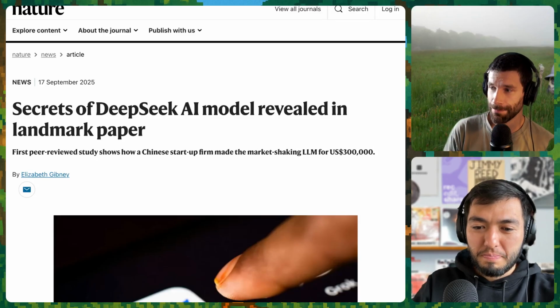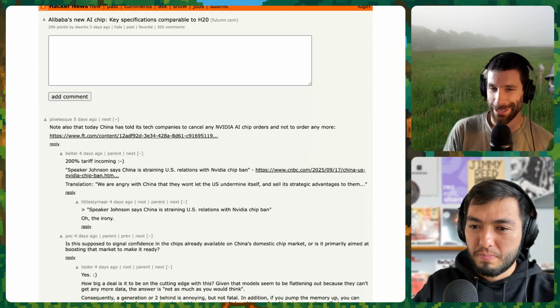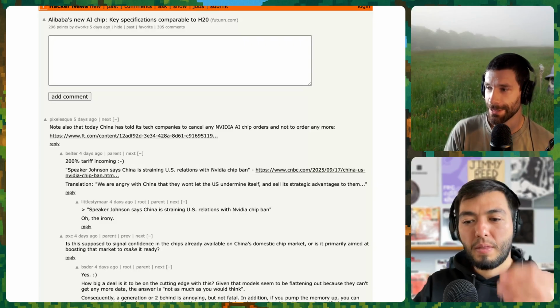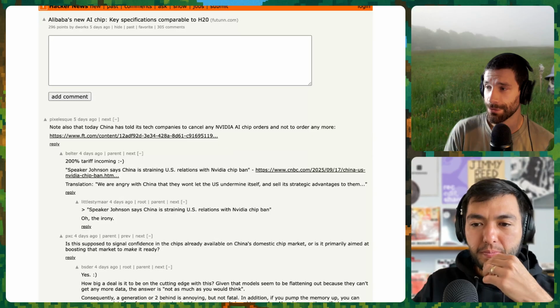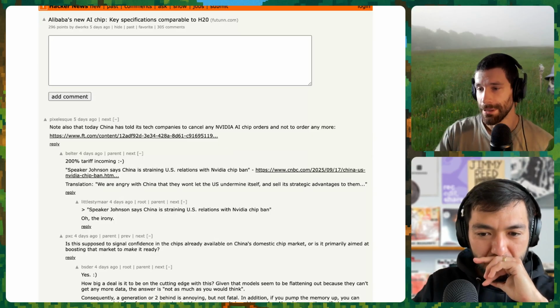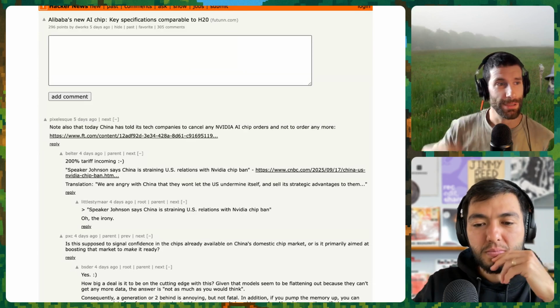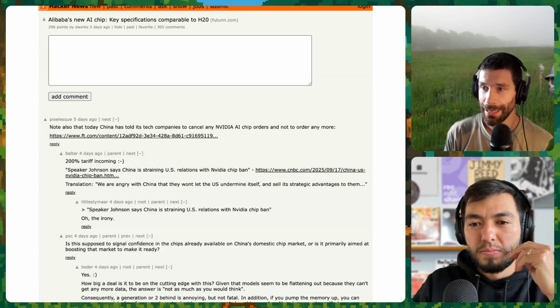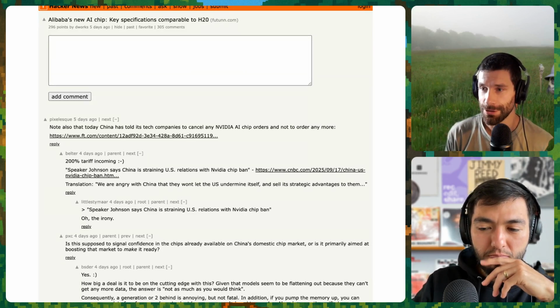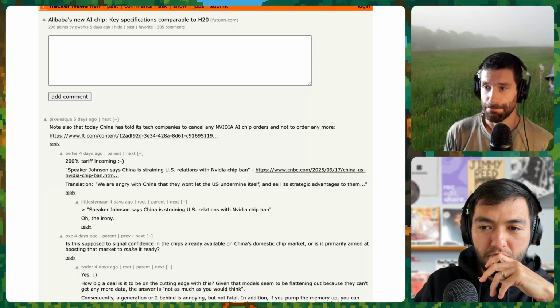What else? Hacker News debate. Alibaba's new AI chip pitched as H20 class amid talk of China cancelling NVIDIA orders, domestic ecosystems, and geopolitics over GPUs. So this is a Hacker News thread on Alibaba's new AI chip that they just introduced.